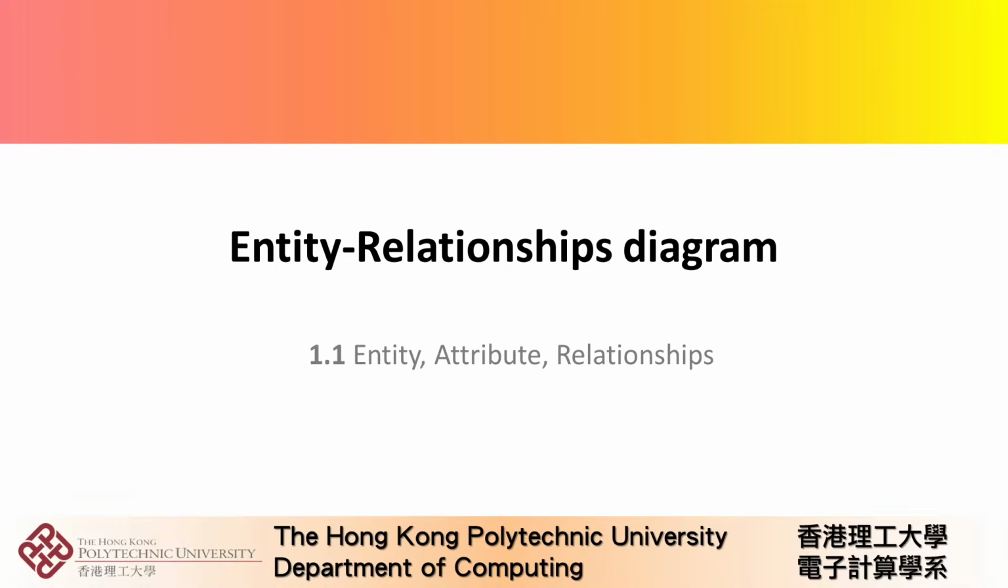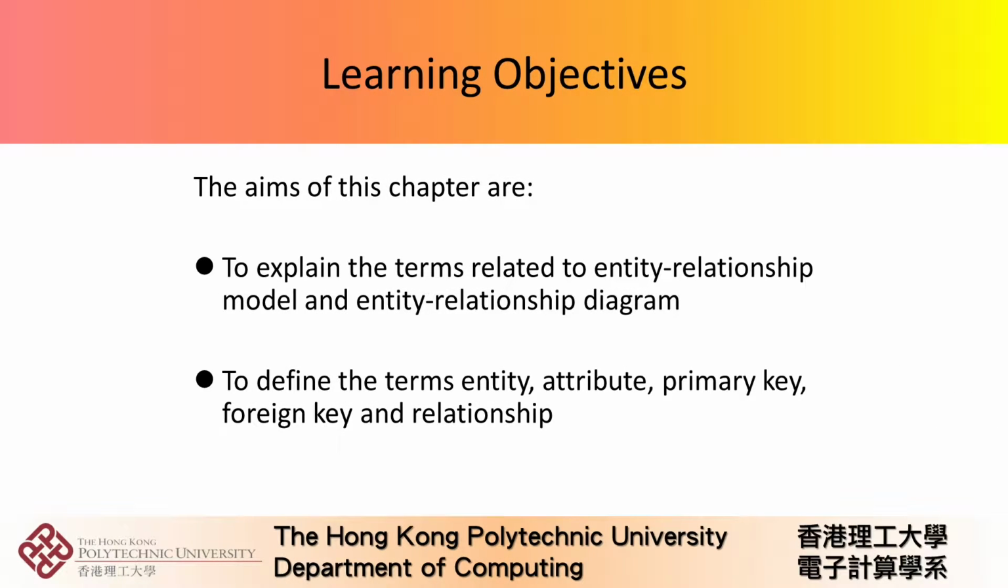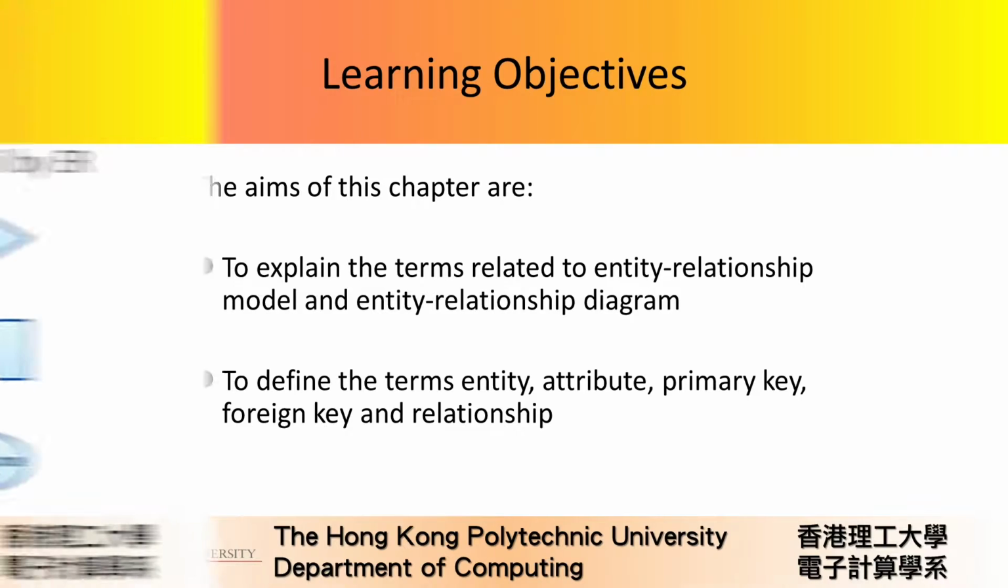Entity Relationship Diagram. Lesson 1.1: Entity, Attribute, and Relationships. In this lesson, the terms related to the Entity Relationship Model and Entity Relationship Diagram will be explained. The terms Entity, Attribute, Primary Key, Foreign Key, and Relationship will also be defined.